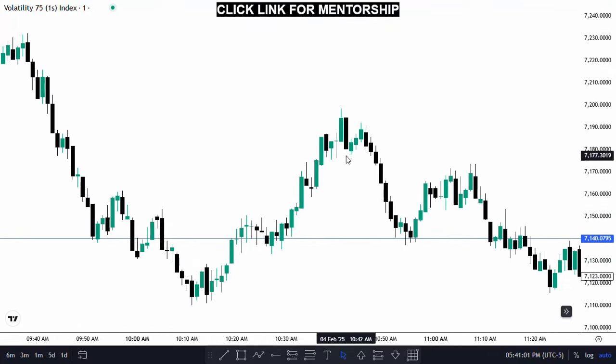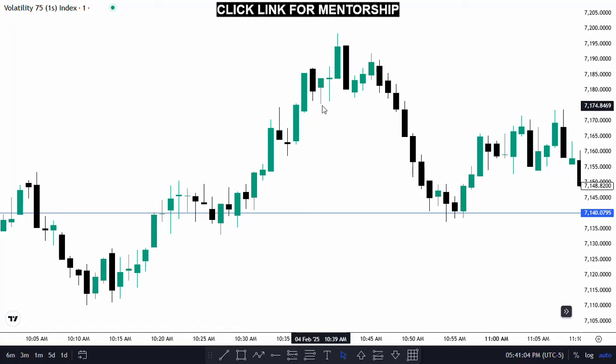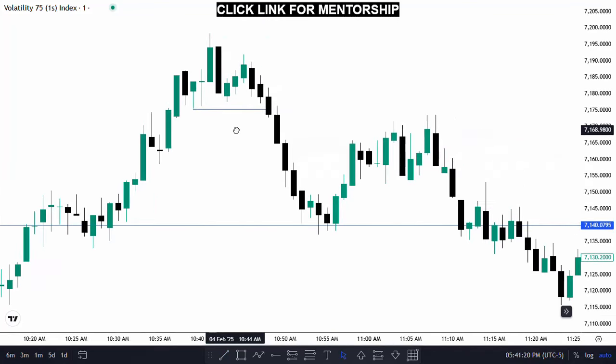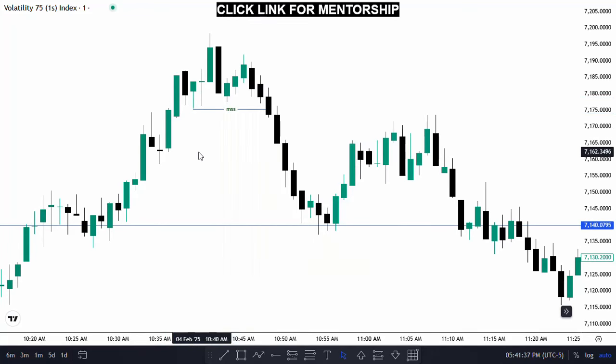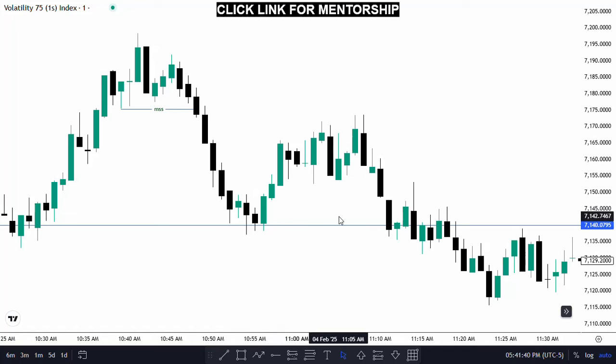So even here, look at this. When price takes out that low, some people enter volatility with time sessions. You can see this is New York. When price takes out that low there, what exactly are you looking for? First of all, this is already a market structure shift. This is a market structure shift.